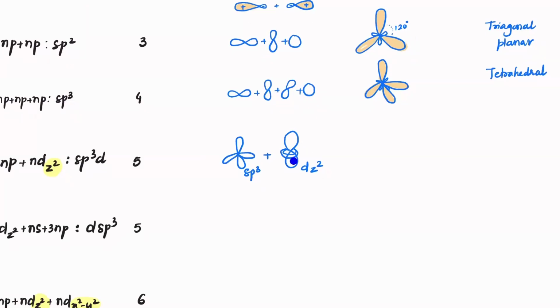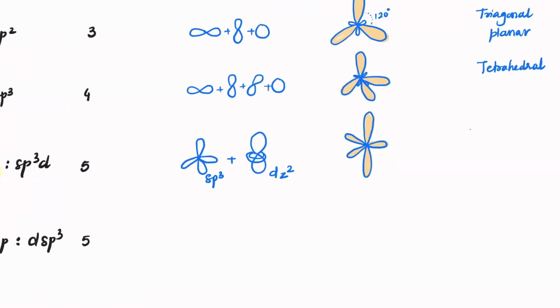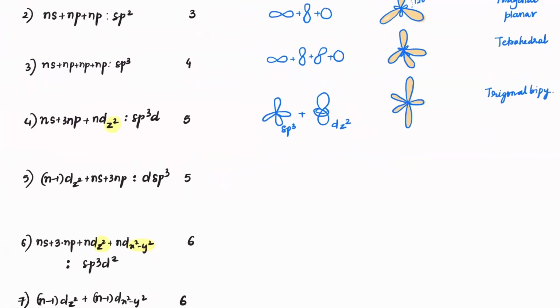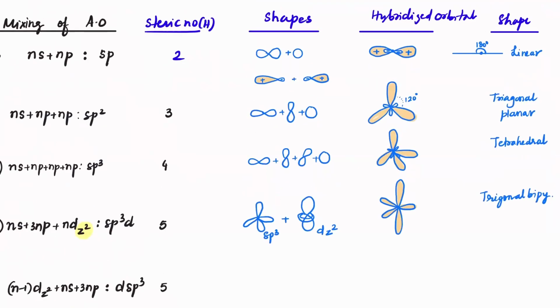On doing so, the dz square will get more elongated, so it will be elongated in this direction. The other 3 orbitals would be this way. So now you can see this will form an elongated orbital, correct? Which also justifies Bent's rule, which we have learned in VSEPR theory, that in the axial direction it should be more elongated. And this is trigonal bipyramidal.